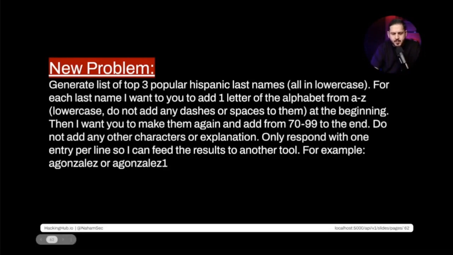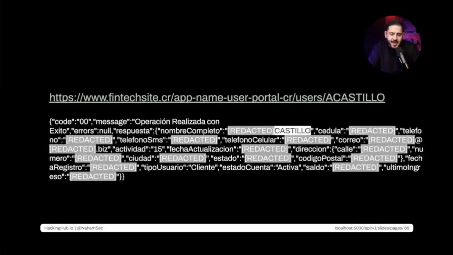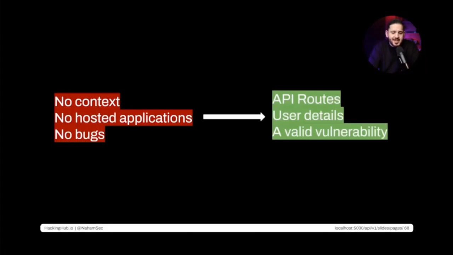I also give it some examples because I'm hoping it gives me A Gonzalez and then A Gonzalez 71, 72, 73, and so on, right? And it does the same thing with B, C, and D. Cool. A Hernandez, it gave me the last name Hernandez. A Hernandez worked. B Hernandez worked. C Castillo works. So I'm starting to see all these different users work, and we kind of just found a way to finally go from no context, no hosted application and no bugs, and translate that into finding API routes, finding user details, and being able to submit vulnerabilities.